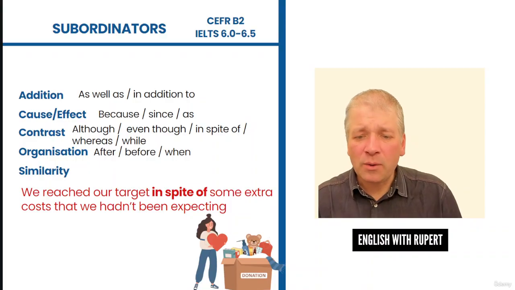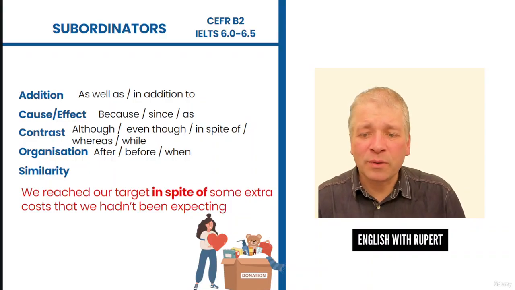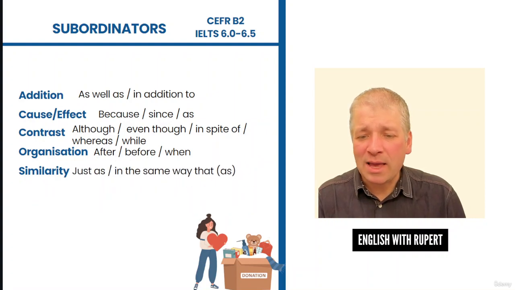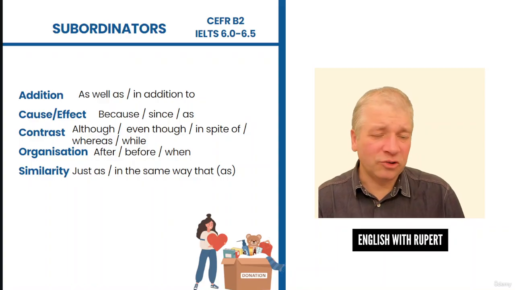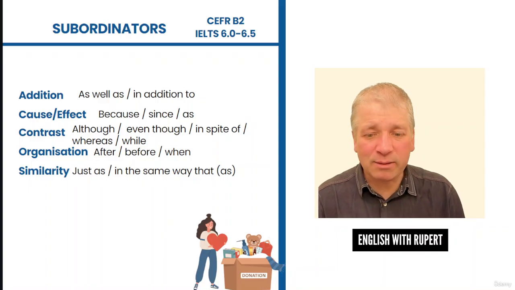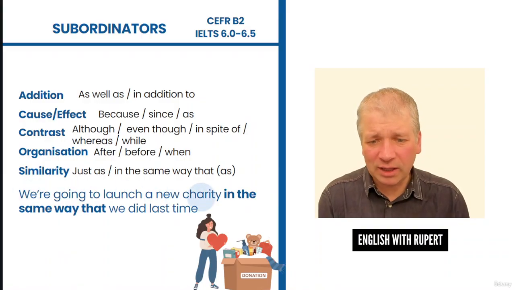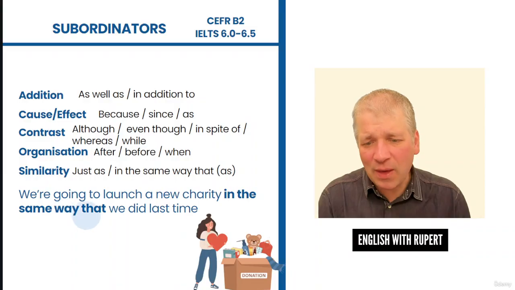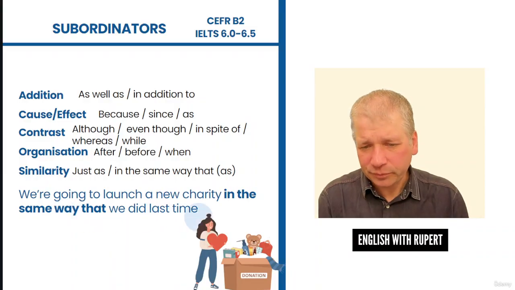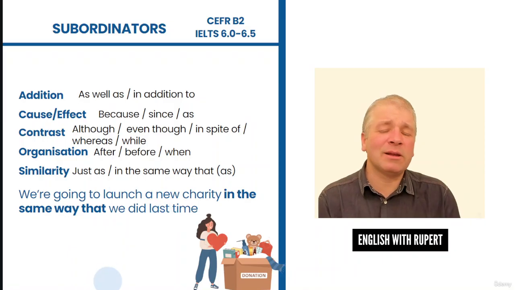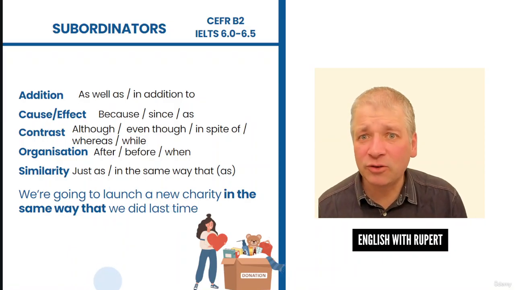And we also have some subordinators that are to do with similarity. Just as, or in the same way that, which could sometimes be followed by as. Here's an example of a similarity subordinator. We're going to launch a new charity in the same way that we did last time. So in the same way links the two sentences to tell us there's a strong similarity between the two.